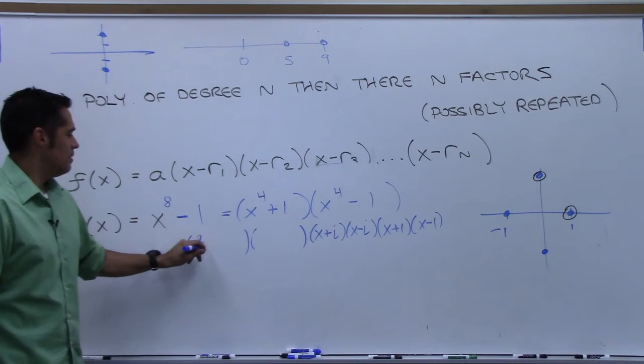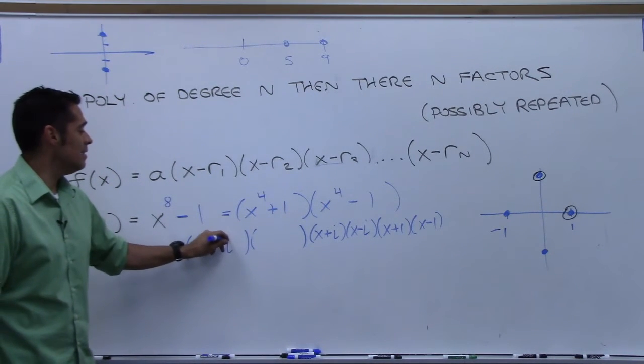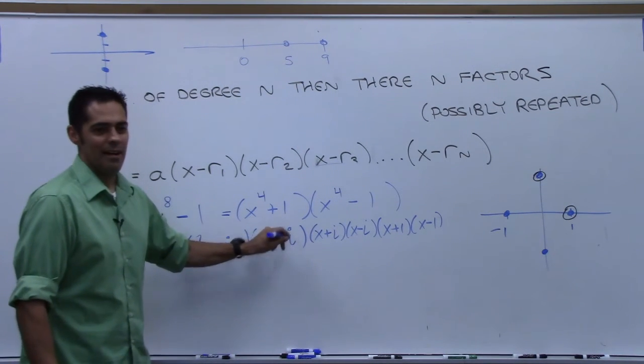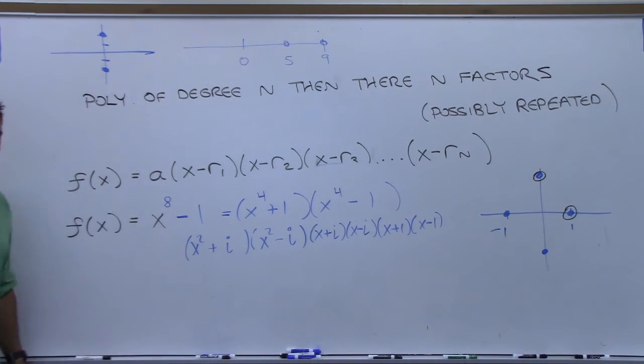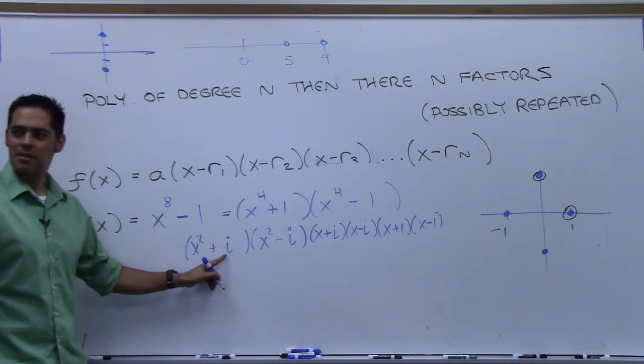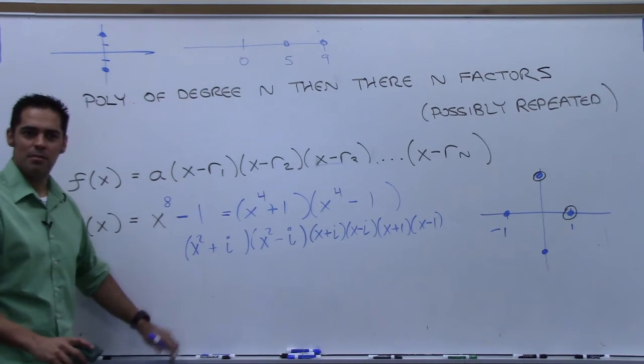x squared plus i, x squared minus i. Then can you break those down? Then you can break each of those down. But then you have to start asking, what does the i break down to be? And this becomes a little more complicated.